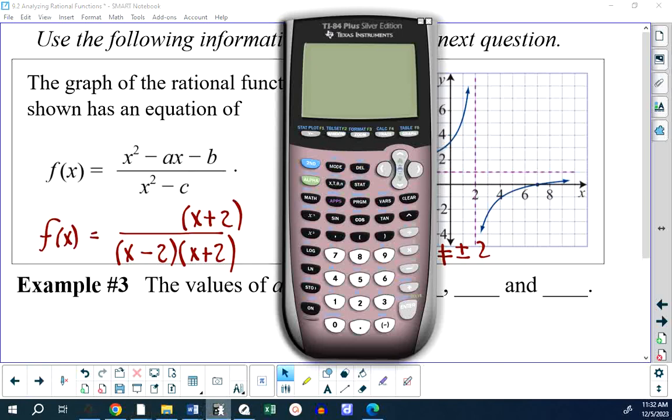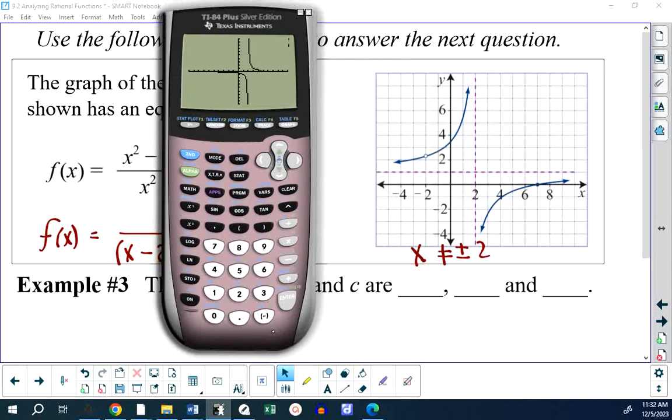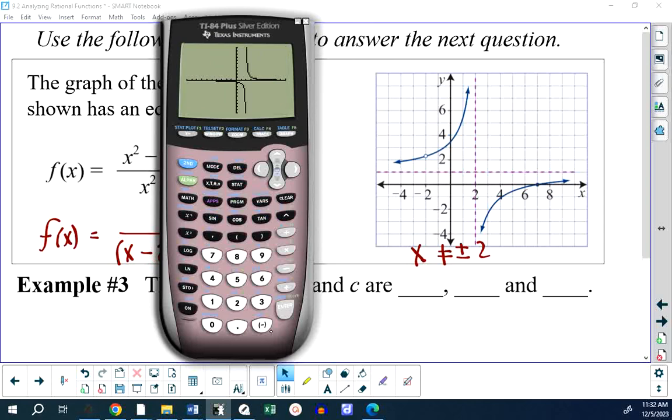If you thought that was the function, can everybody agree that x minus 2, x plus 2 is x squared minus 4? It will just make it easier for me to enter it into the calculator. So let me graph x plus 2 divided by x squared minus 4, which is what we have written so far.